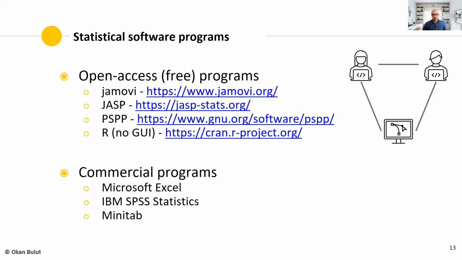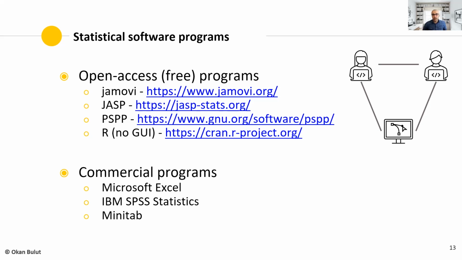Finally, the last one is called R. If you are familiar with R, it's a programming language, so it is an open access program. Actually, JMovi and JASP are using R in the background, but they give you a nice graphical user interface. So you can click on some buttons and see your analysis. But in R, it is not like that. You need to type your codes. You need to run things by literally typing your codes and executing those codes in R.